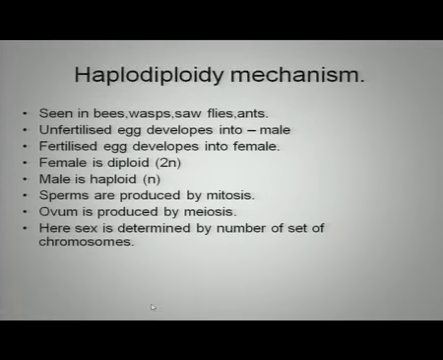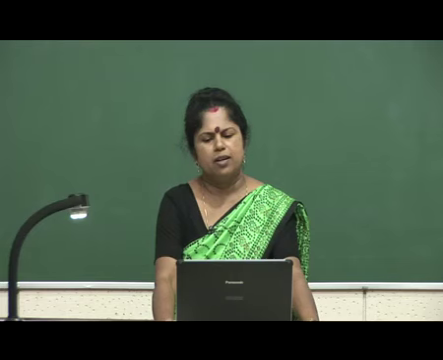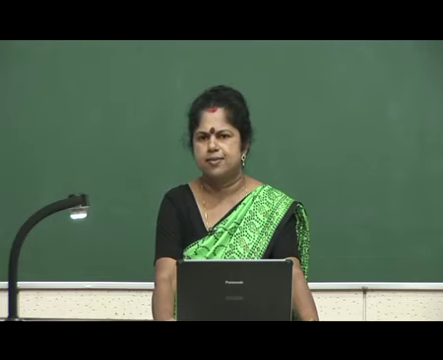Now, another interesting mechanism is the haplodiploidy mechanism of sex determination. It is seen in honeybees, wasps, sawflies and ants. Here, an unfertilized egg develops into a male individual, so it is haploid, having only one set of chromosomes. You know the mechanism: if an unfertilized egg develops into an individual, it is known as parthenogenesis.